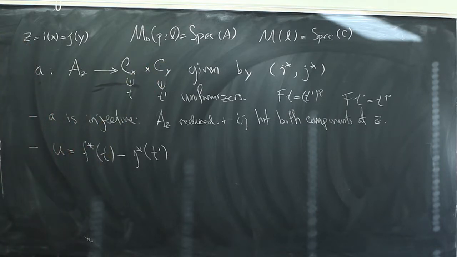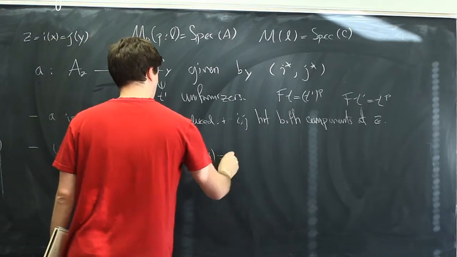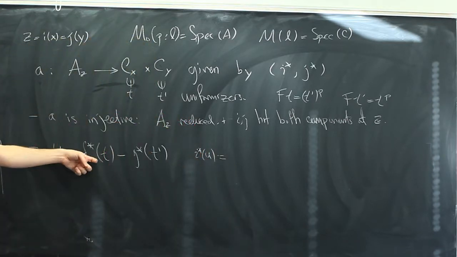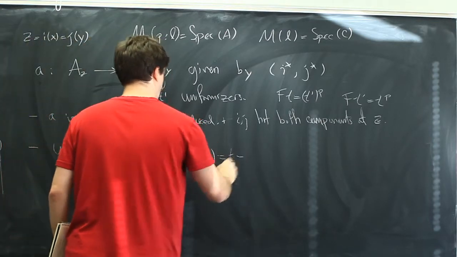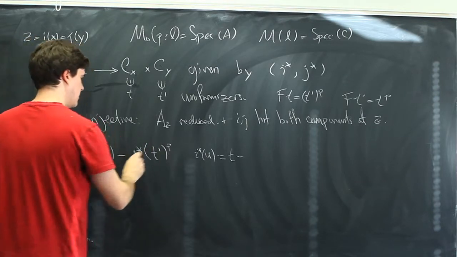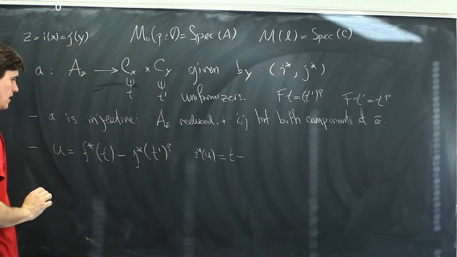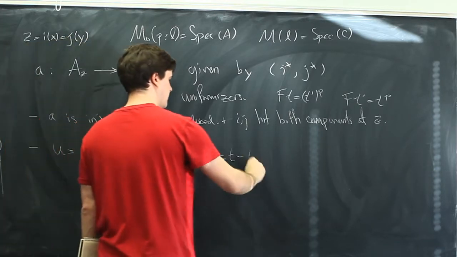Okay, so if I apply I star to u, here this turns into I star F star of t, which is t. And this is I star G star, which is Frobenius. Oh, sorry, I want this to be p. So I get Frobenius of t prime raised to the p. Frobenius of t prime is t to the p. So this is t to the p squared.